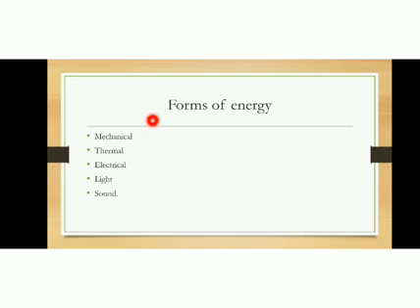There are different forms of energy. One is mechanical, another is thermal, another is electrical, another is light, and the last one is sound. So these are the different forms of energy which are available in nature.